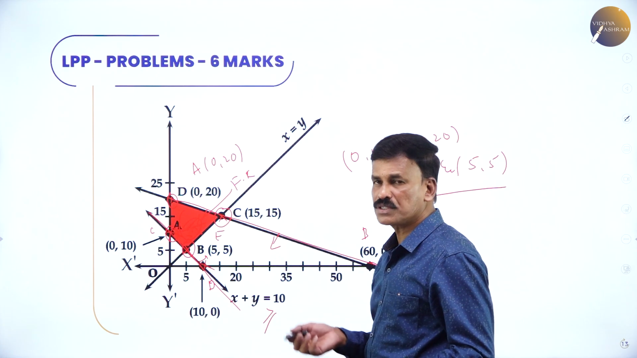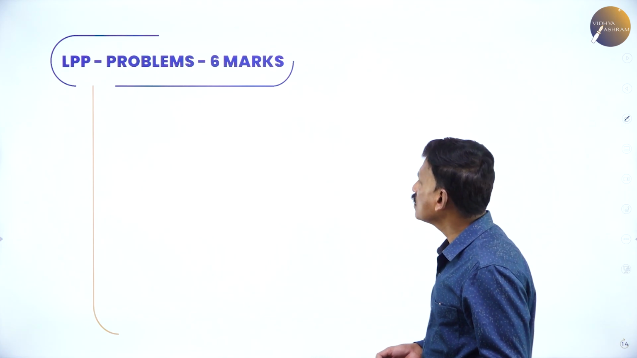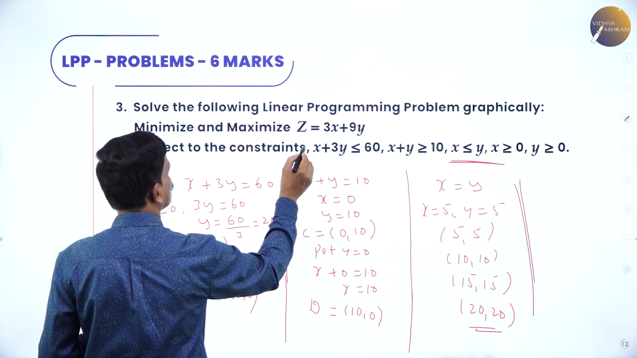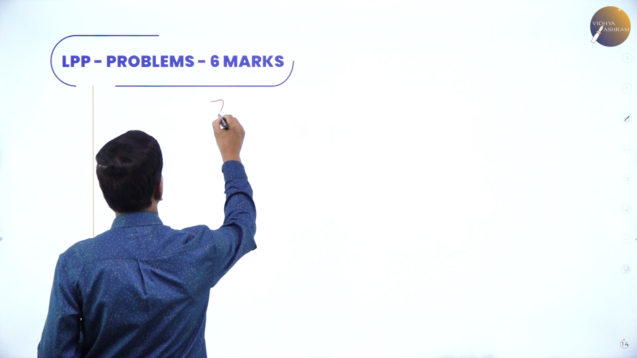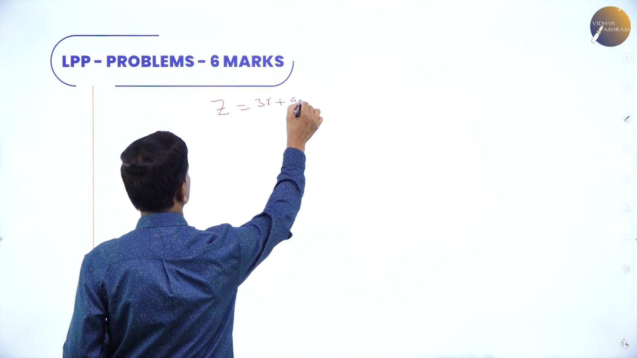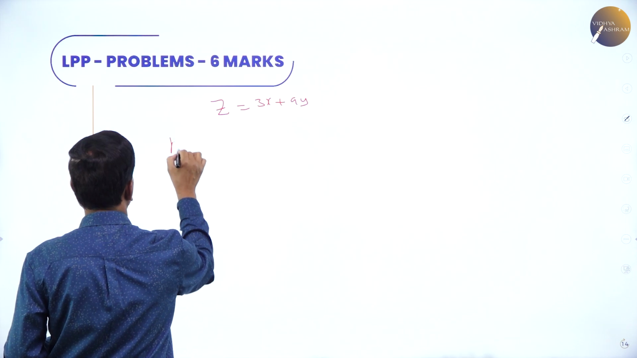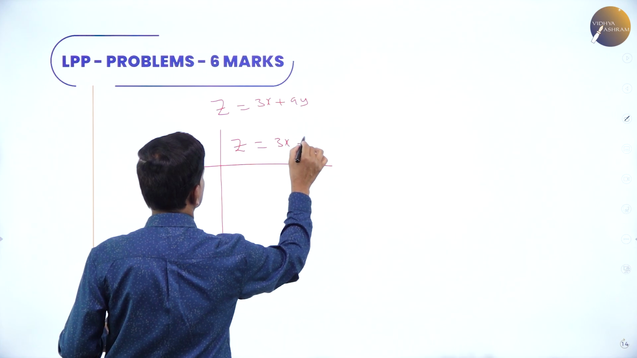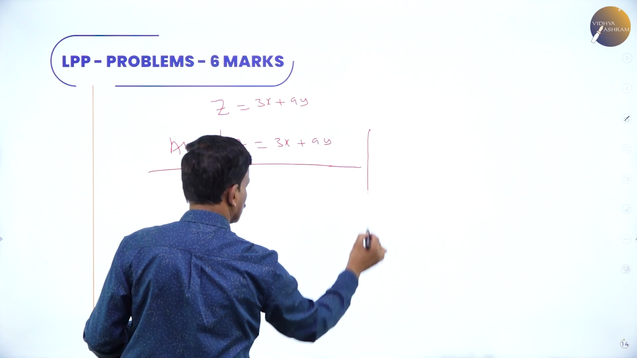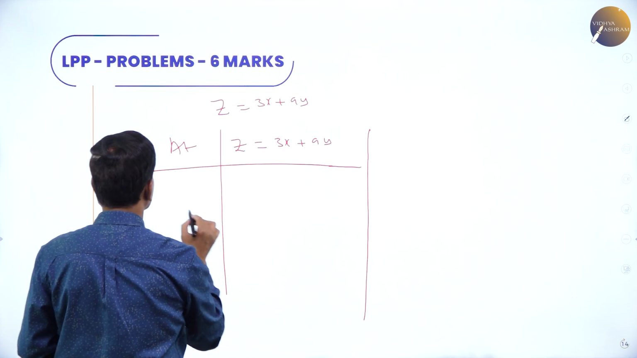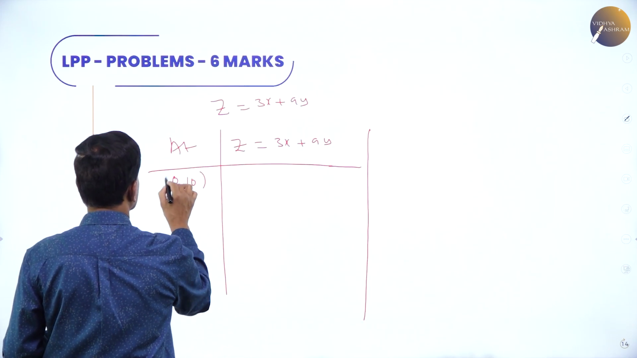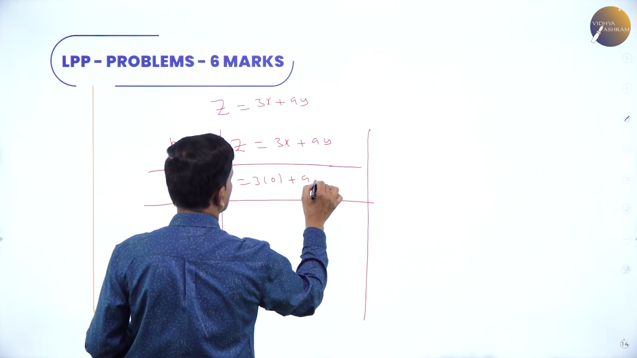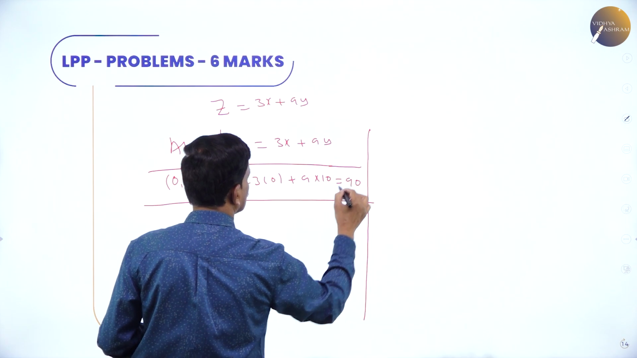Now, let us find out the optimal solution for this. Here, what is the objective function? Z is equal to 3x plus 9y. Now, at the first point, what are the points? 0, 10. So this is nothing but 3 into 0 plus 9 into 10, that's equal to 90.